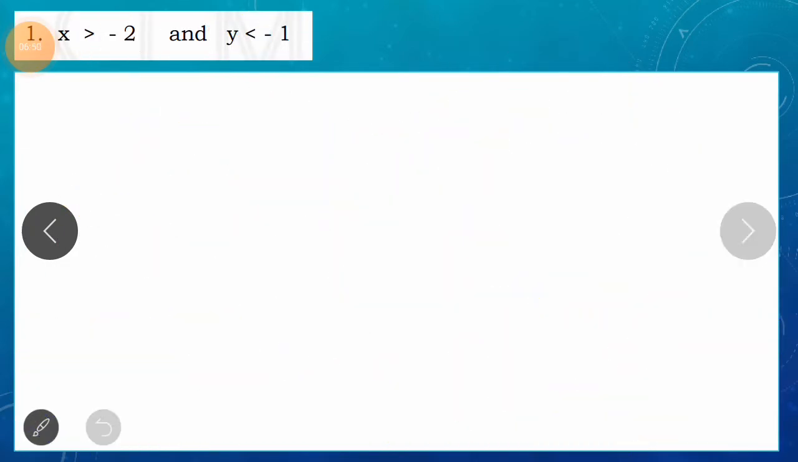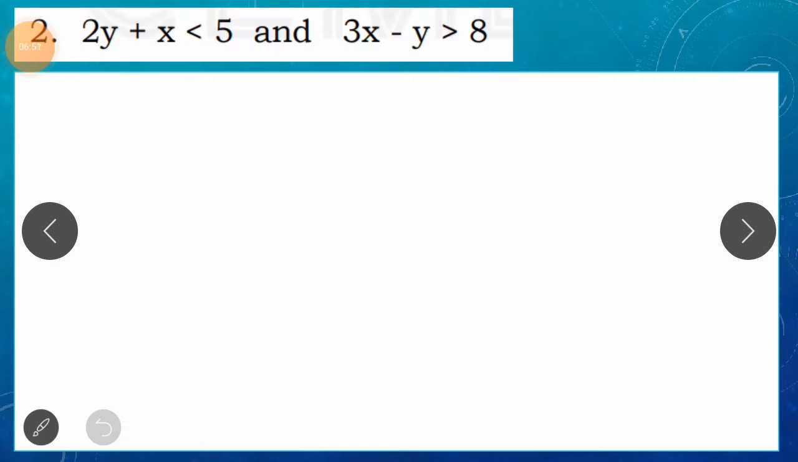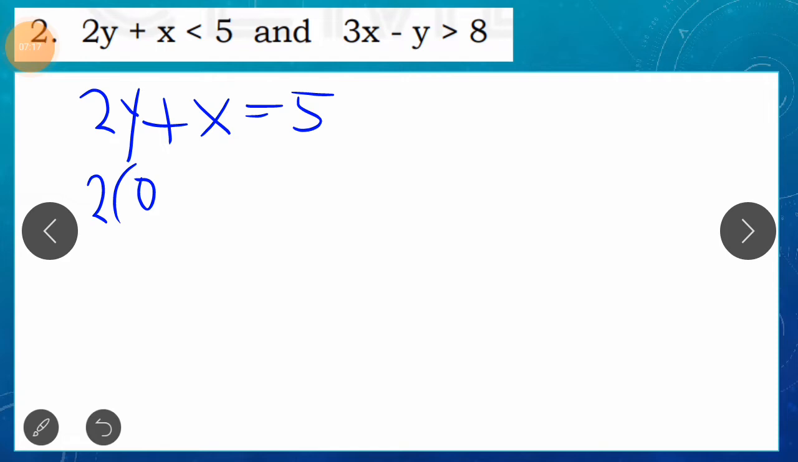So same thing that you will do here. This is 2y plus x is less than 5, but in this case we have to get the x and y intercepts. So let's do this. First thing to do is to make this an equation. Then let's find the x-intercept. To find the x-intercept, you have to substitute y by 0.